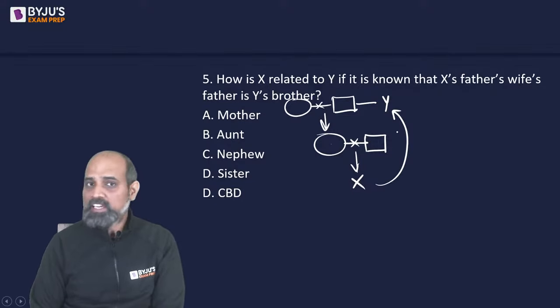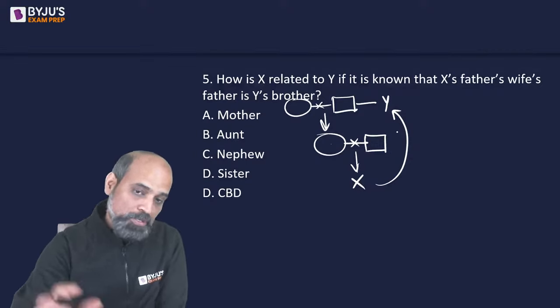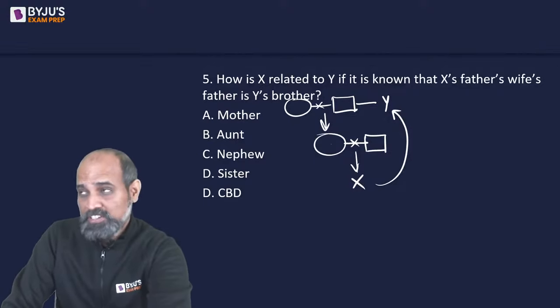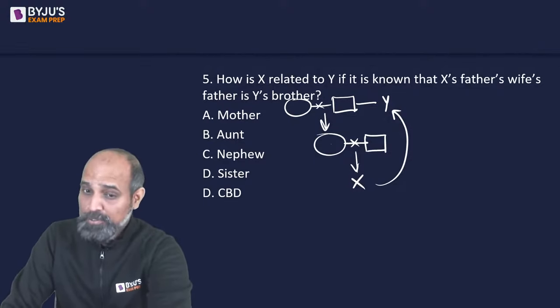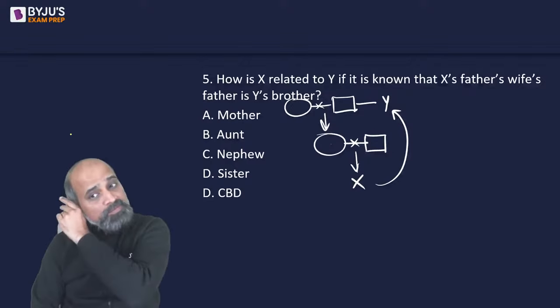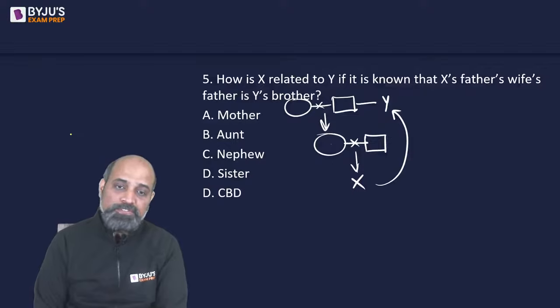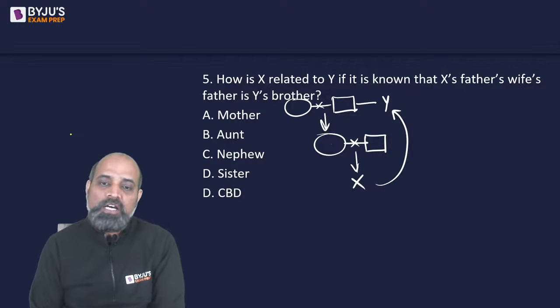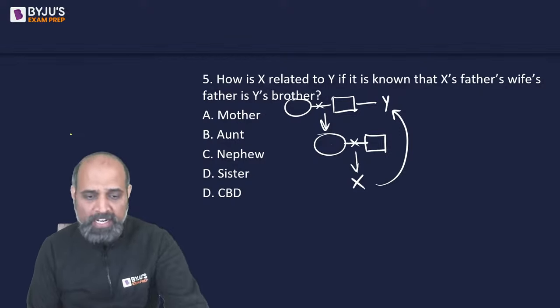Do we know the gender of Y? Of course not. Since we don't know the gender of Y, which option do you think will make sense? And anyway, we can see that this is a relation between the first generation and the third generation. So it should be a grand word. X's father's wife's father is Y's brother. So how is X related to Y? It's going to be grandfather or grandmother, isn't it?